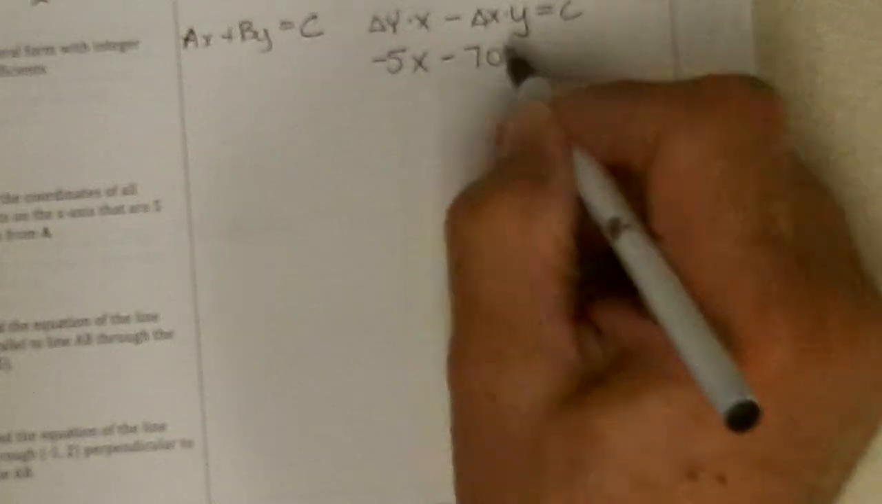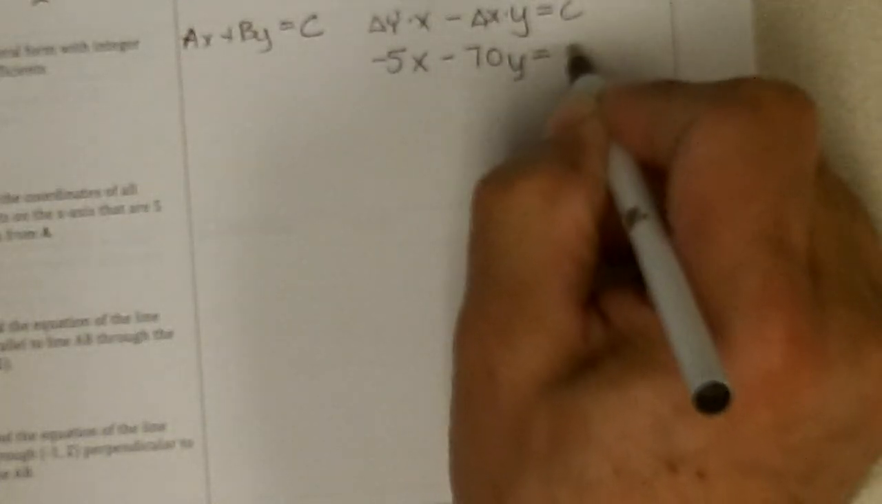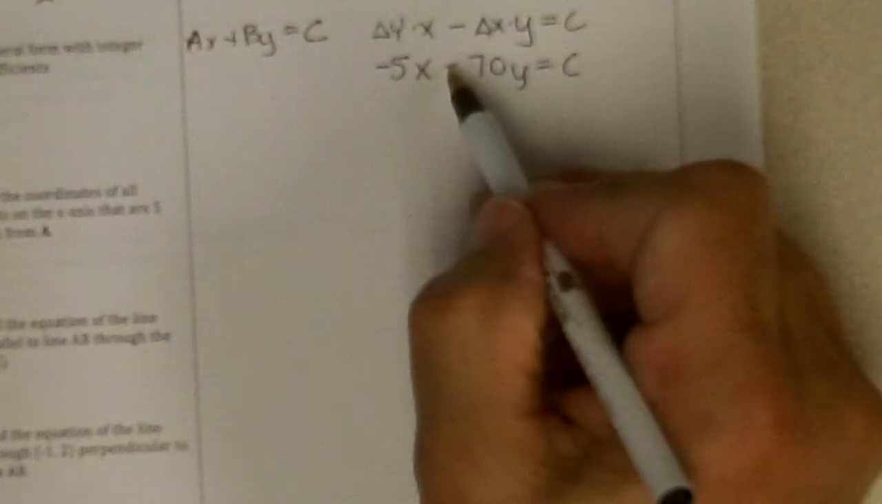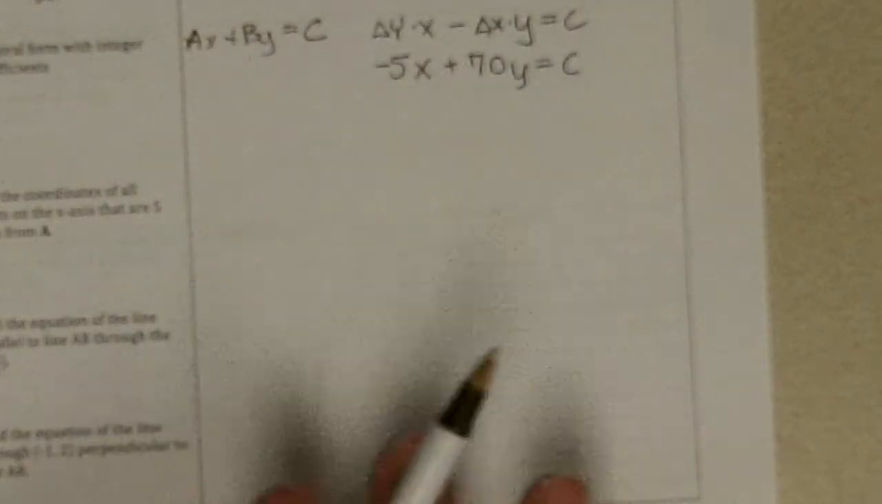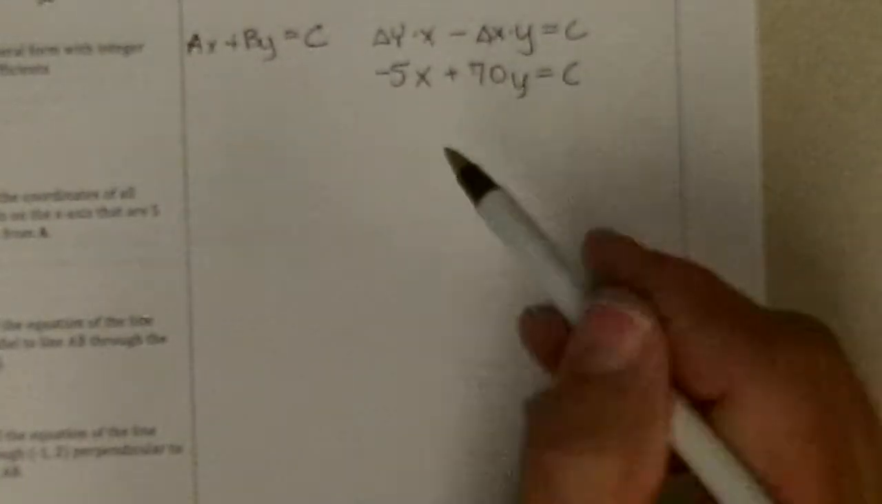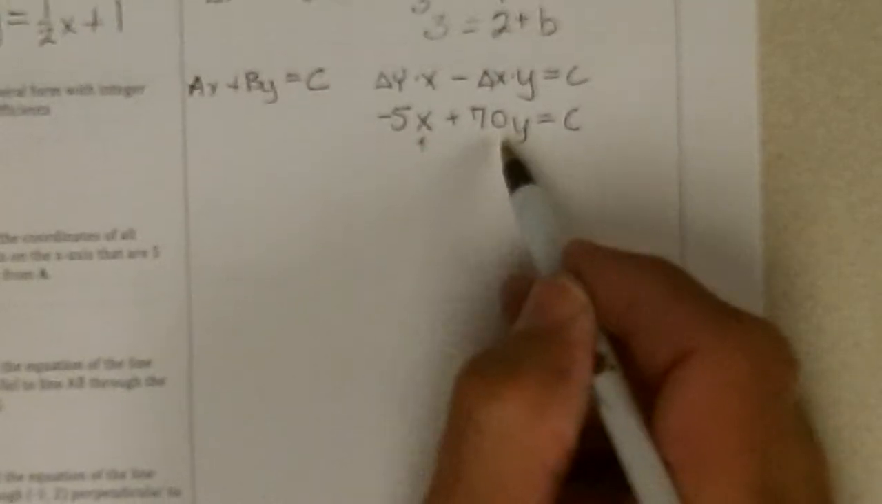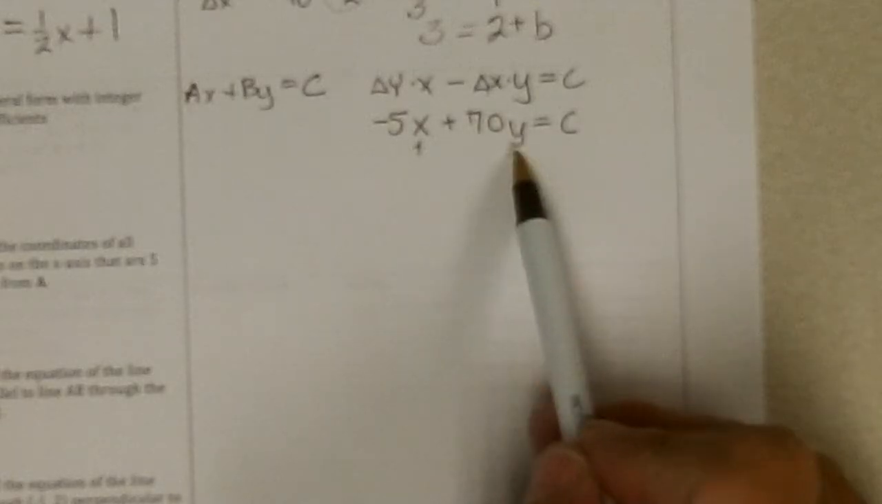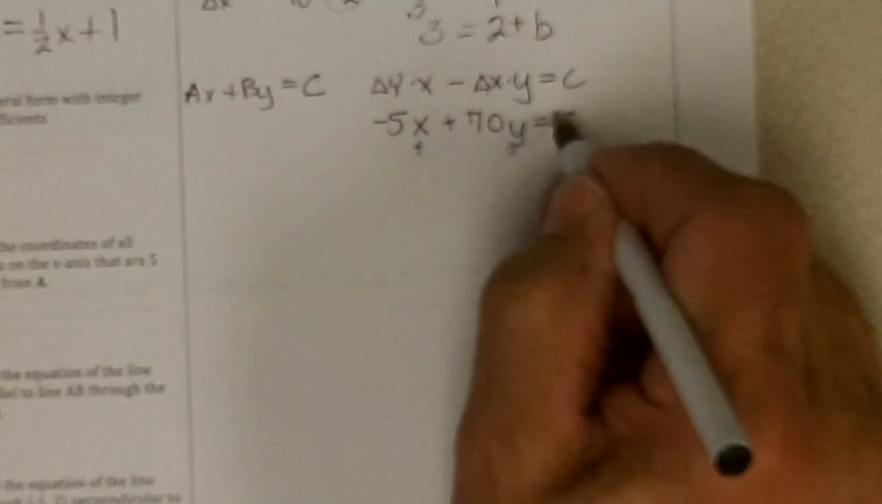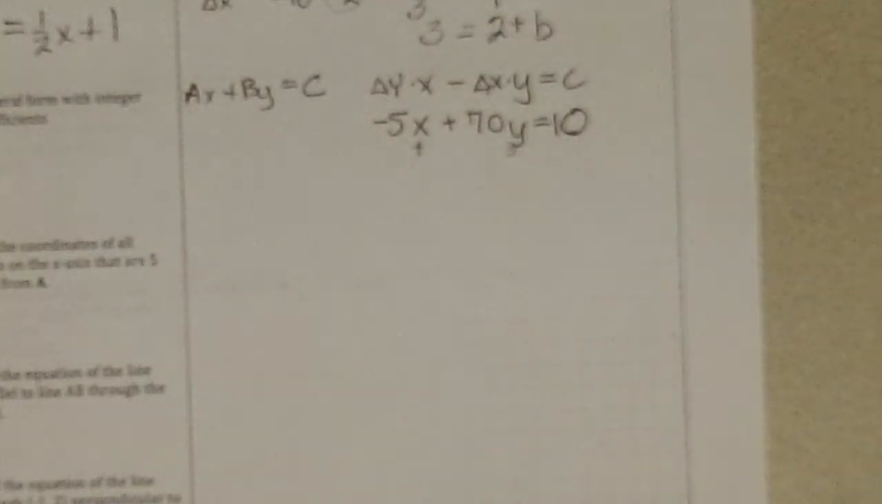Minus the change in x was -10. Then we figure out the constant by using a point. So we have negative and negatives, that's plus, just so you don't think that's 70. And I can use any point. I'll use the 4 and the 3. That's -20 plus 30. There's 10. So C has to be 10.